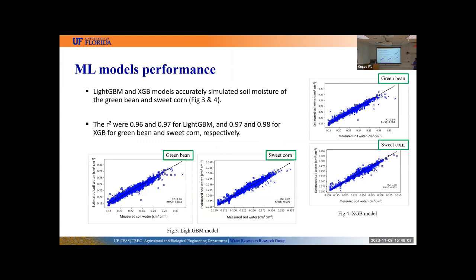Then, after doing that, we evaluated the performance of the machine learning models, and we observed that the light gradient boosting model and the extreme gradient boosting model, as you see on figure 3 and figure 4, were able to accurately simulate soil moisture content of green beans and sweet corn. For instance, for the light gradient boosting model, the R square was 0.96 for green beans and 0.97 for the sweet corn dataset. And we observed similar performance for the extreme gradient boosting model.